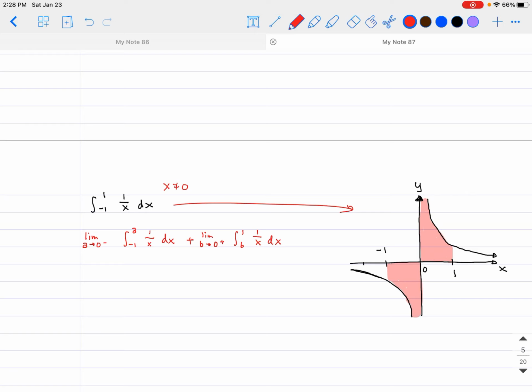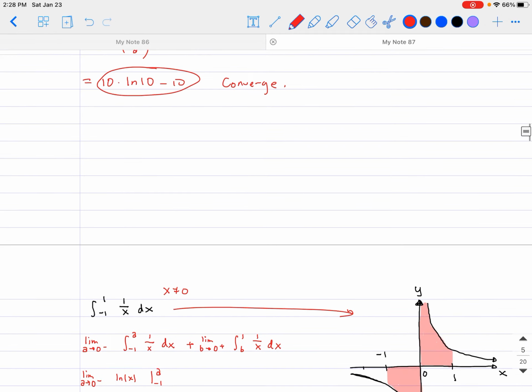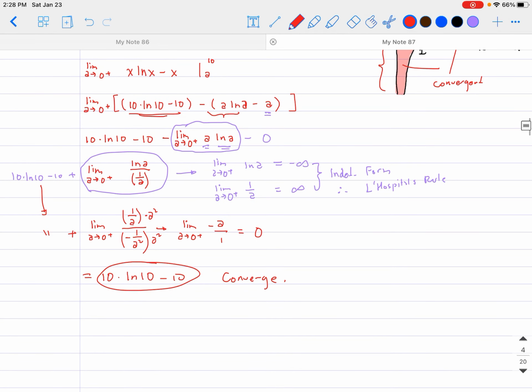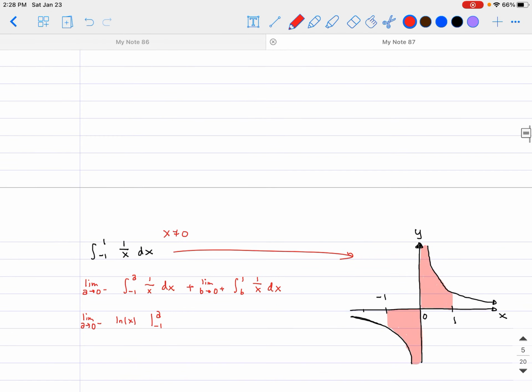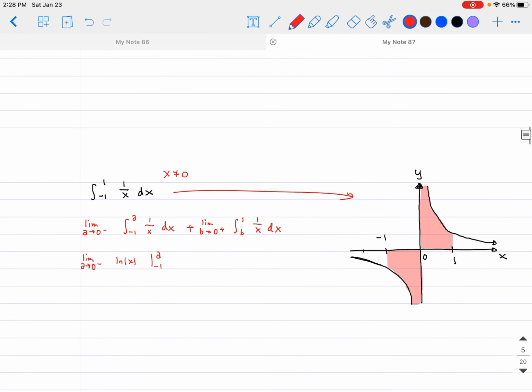So now that is going to give us the limit as a approaches 0 from the left. That is going to be ln absolute value of x, and then we have the boundary from negative 1 to a. Technically, that reminds me over here we should have had absolute value of x also, but hopefully that wasn't a factor. That was something minor that I forgot, so it didn't change anything. For the other part, we'll write that as well. So limit as b approaches 0 from the right-hand side, and then we have ln of absolute value of x, and then boundary from b to 1.